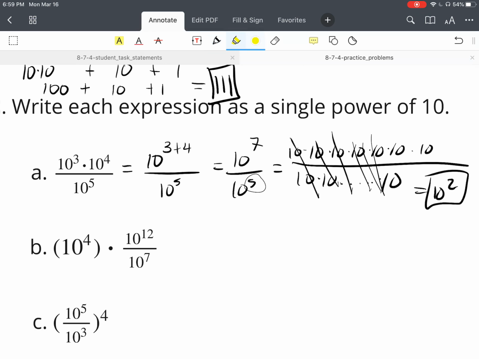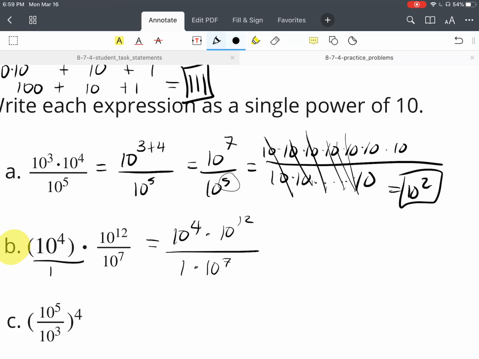This next one is kind of tricky. And if you've forgotten, 10 to the 4th technically has a denominator of 1. So when you multiply fractions, you can multiply across. 10 to the 4th times 10 to the 12th over 1 times 10 to the 7th.